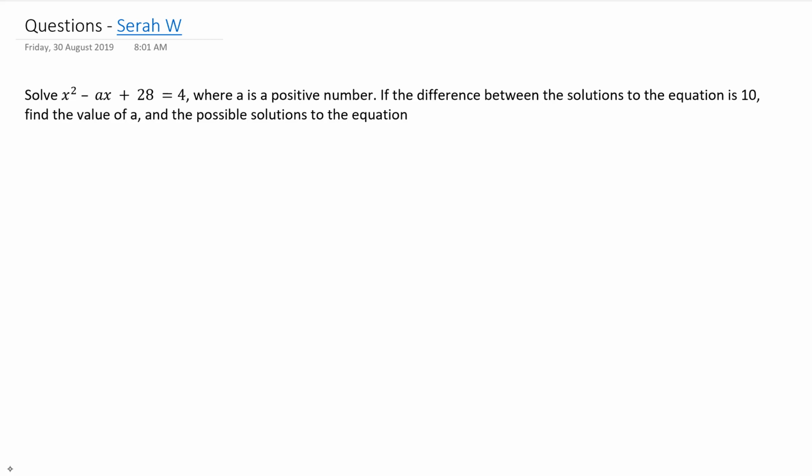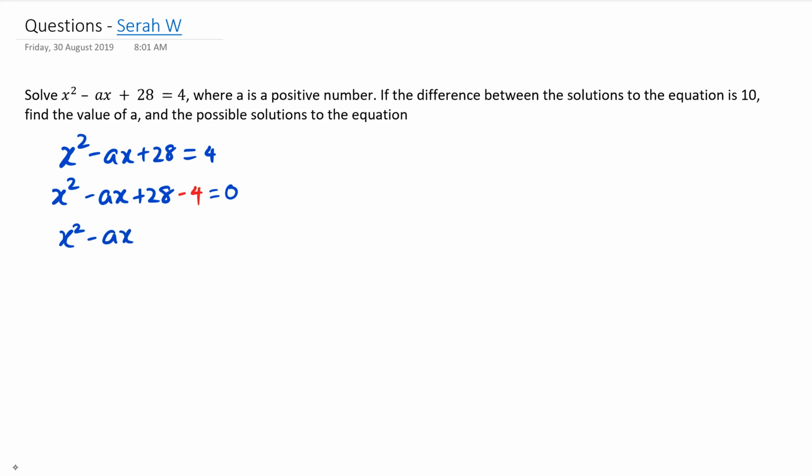So the first thing I'm going to do is write the quadratic down and put it equal to 0. So what I have is x squared minus ax plus 28 equals 4. Rearranging it, I get x squared minus ax plus 28, take away 4, and all of this is equal to 0. So this can be simplified as x squared minus ax plus 24 equals 0. Okay, so what we have is positive 24. And so ideally what we're looking for is two numbers that multiply to positive 24 and add up to minus a.